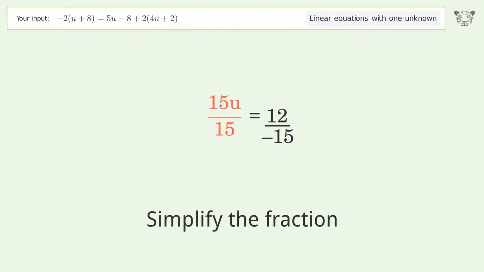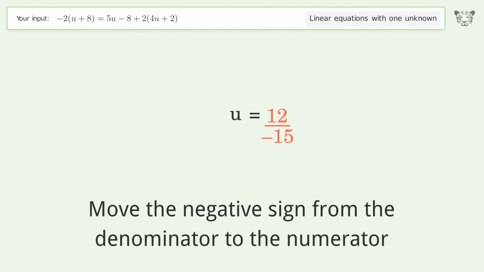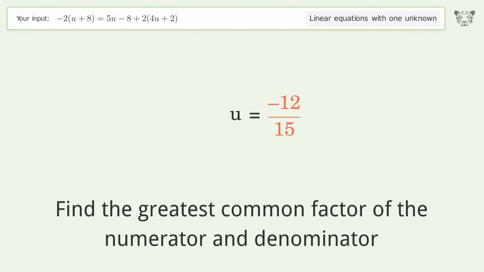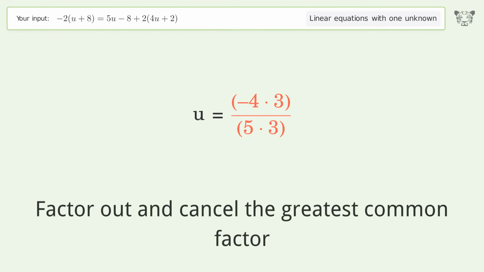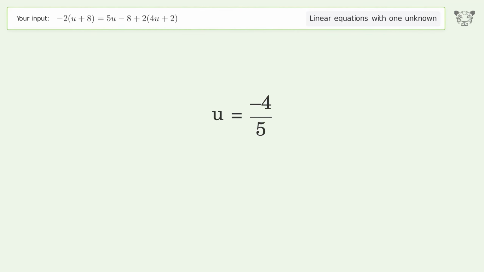Simplify the fraction. Move the negative sign from the denominator to the numerator. Find the greatest common factor of the numerator and denominator. Factor out and cancel the greatest common factor. And so the final result is u equals -4/5.